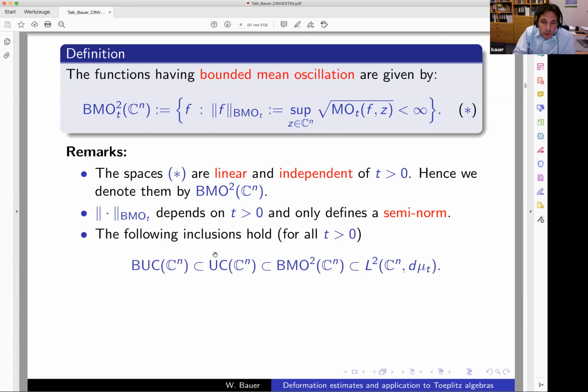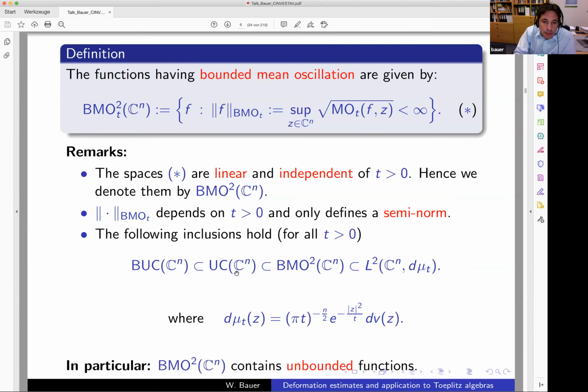And now we have a certain inclusion of spaces. We had the uniformly continuous functions. They, of course, contain the bounded uniformly continuous functions. And then we can also look at the L2 space of Cn with respect to this family of Gaussian measures. t is anything bigger than 0. And then in between UC and L2, we find this space BMO2. It's squeezed in between. In particular, since uniformly continuous functions contain unbounded functions, the same is true for BMO2. So this also contains unbounded functions, but they do not grow too much at infinity.